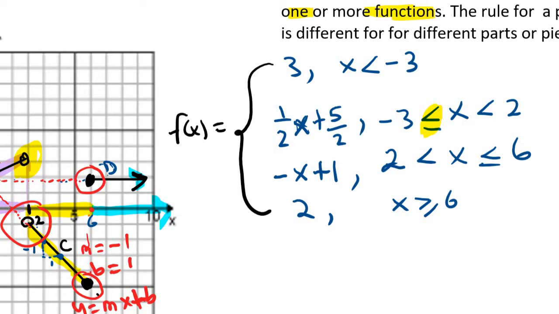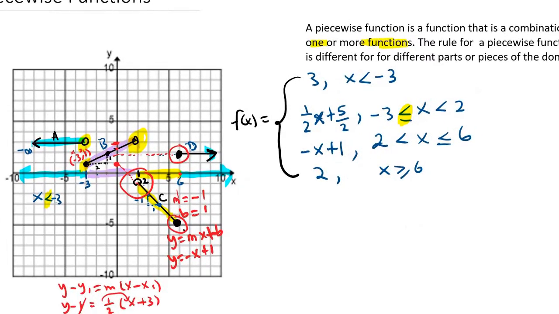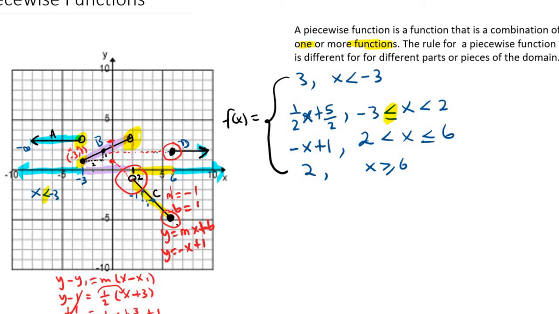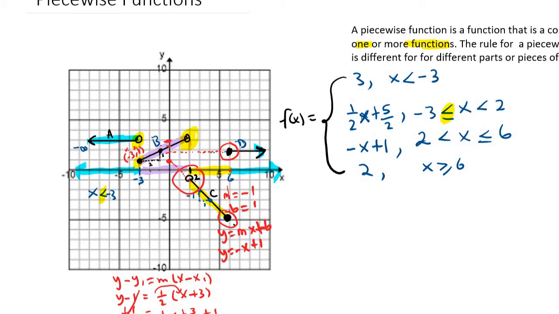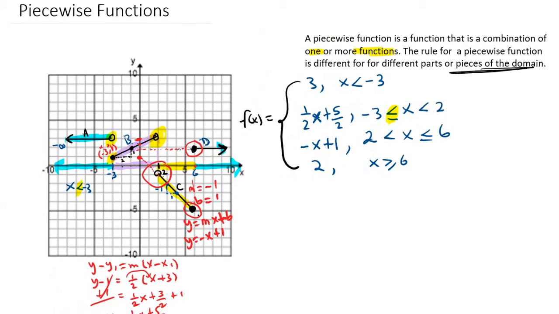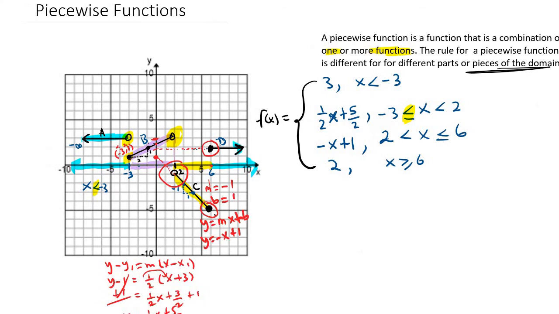Now, that is the function rule for this. If you go back to the definition, we're saying that a piecewise function is a function that is a combination of one or more functions. So each of these, 1, 2, 3, 4, is a different function, and the rule for the piecewise function is different for different pieces of the domain. So the rule here is 3. The rule here is 1/2 x plus 5/2. The rule here is negative x plus 1. And the rule here is 2. So the rule is different for each part.